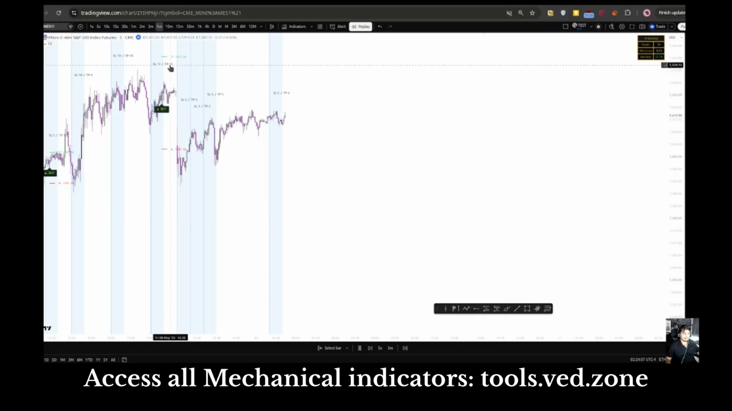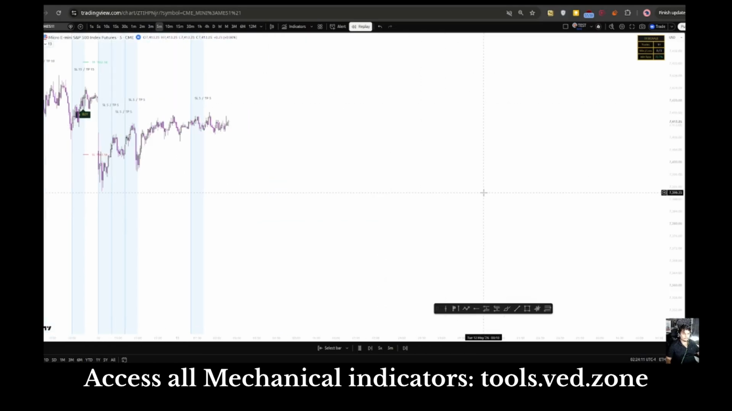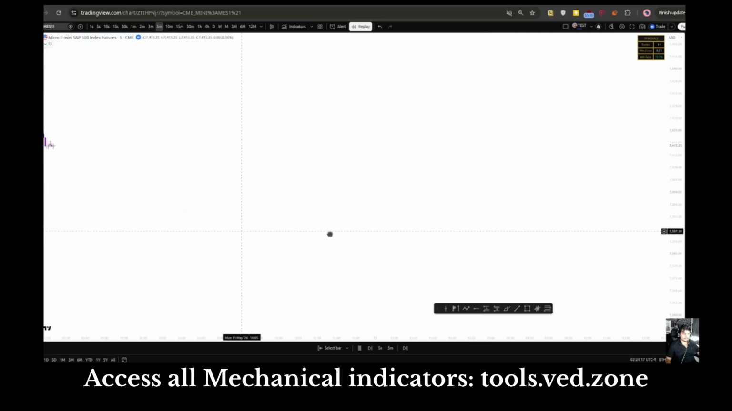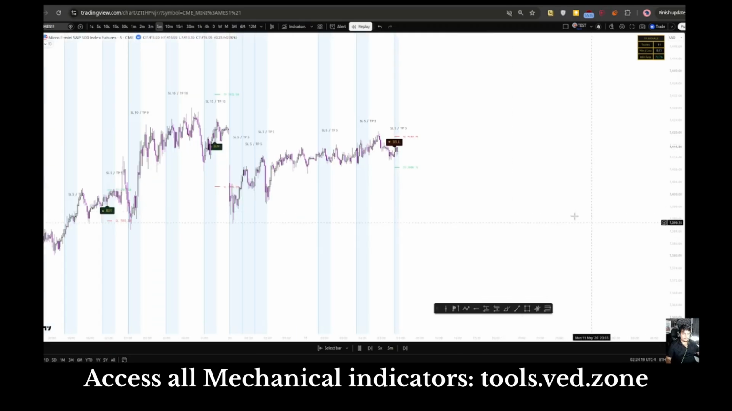So what exactly happened, whatever I showed on the H1 chart. But anyway, I don't like this price action. Too much choppiness. Sell.